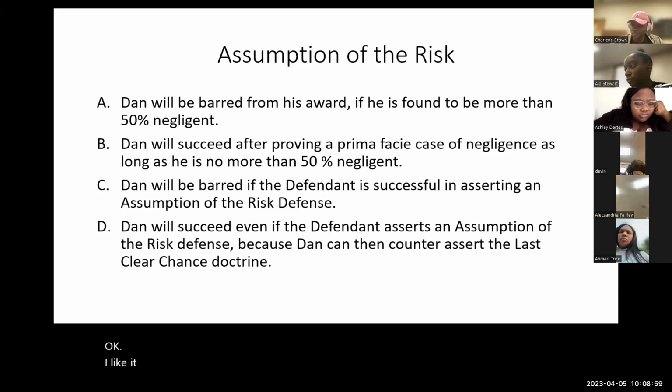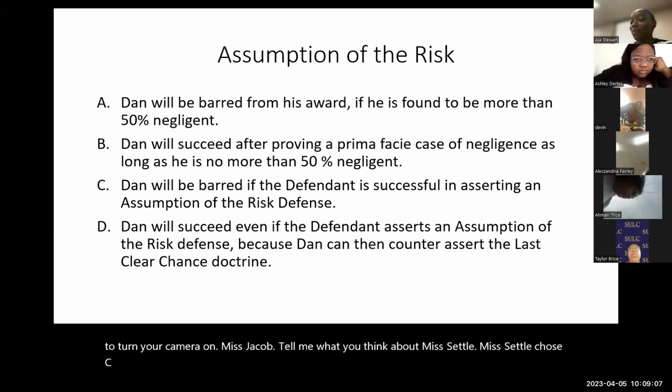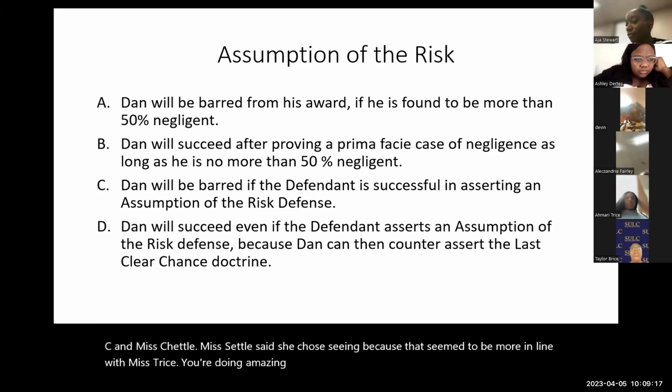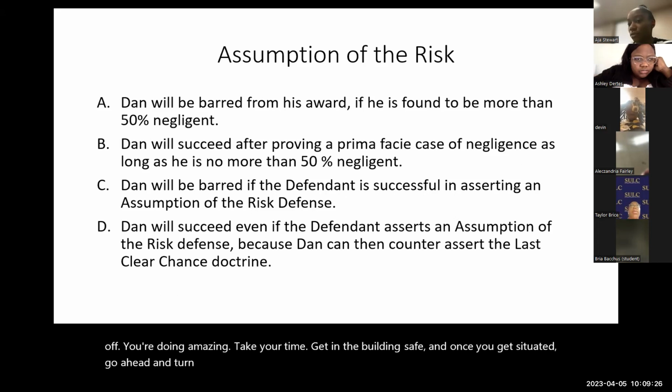Are you driving? If you're not driving, I'm going to need you to turn your camera on. Miss Trice, you're doing amazing. Take your time. You can go ahead and turn your camera off. Get in the building safe, and once you get situated, go ahead and turn your camera back on. Thank you so much for doing that, Miss Trice.